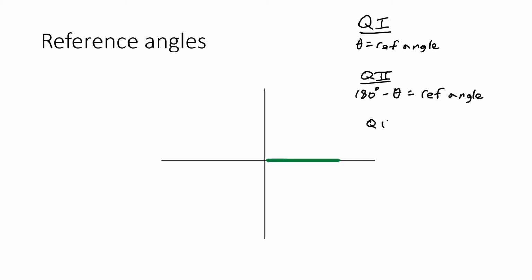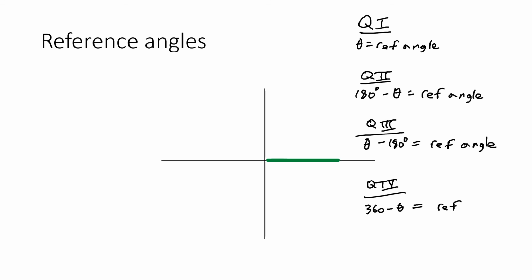For quadrant 3, what we just discovered was that we would take our angle that we're given, subtract 180, and that would give us our reference angle. And finally, for our fourth quadrant, we found out that we're going to subtract from 360 degrees this time. So whatever angle we have, we're going to subtract it from 360 degrees, and that's going to give us our reference angle.